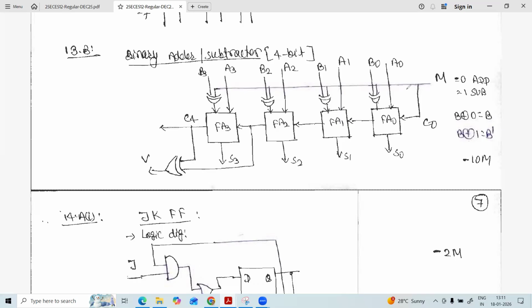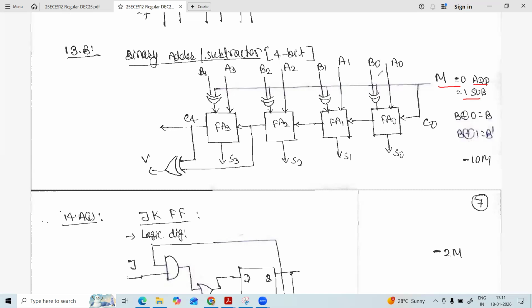So here, what is the logic for this? You know that M equal to 0 means addition, and M equal to 1 means subtraction. When M equals 0, each XOR gate has one of its inputs as M, so that is going to become 0.